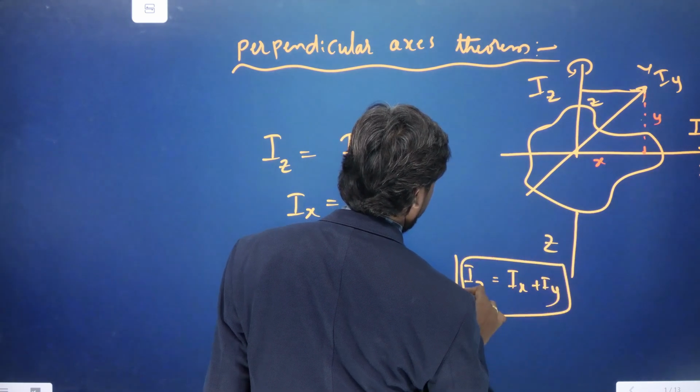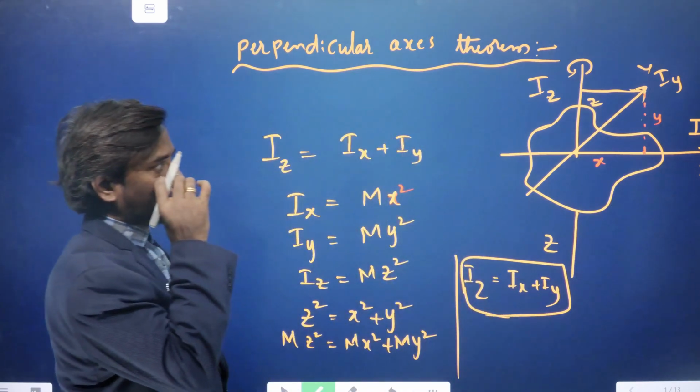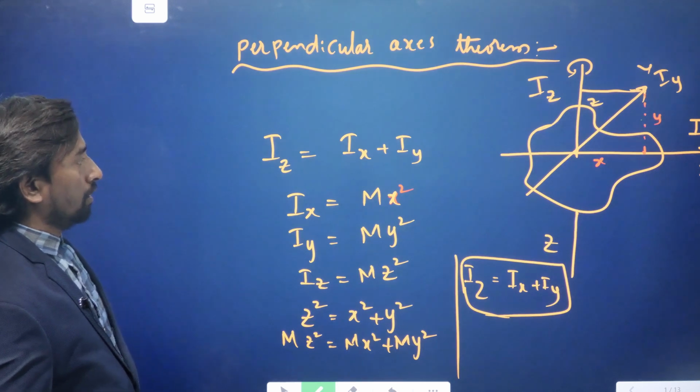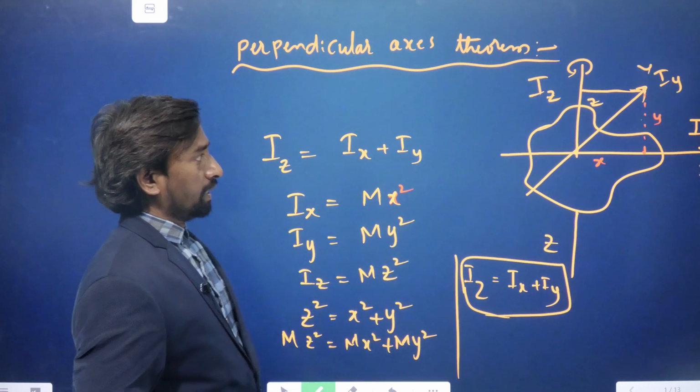So this will be the perpendicular axis theorem. That will be the perpendicular axis theorem there. Okay, by applying the Pythagoras theorem, we will get it there.